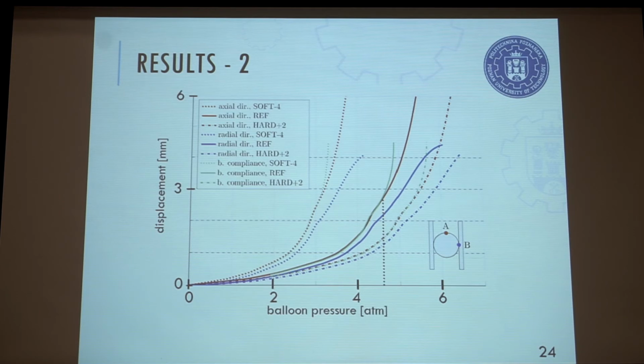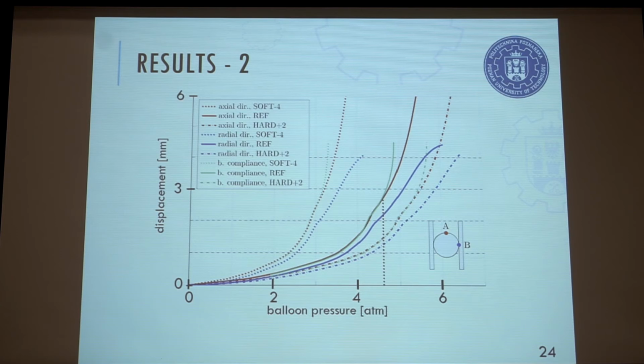Here you see the plot of displacement of the balloon in points B and A in the artery, shown for 3 different stiffnesses of the balloon. In point E, you see the red curve, the displacement in axial direction, and displacement in B is shown for horizontal direction here. And what is important here, if we compare the blue curve and the red one for a particular balloon pressure, we see that there is some difference of 20%. It means that the deformation of the balloon would be more ellipsoidal.